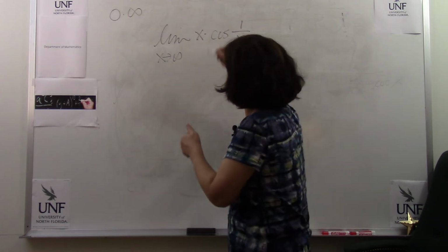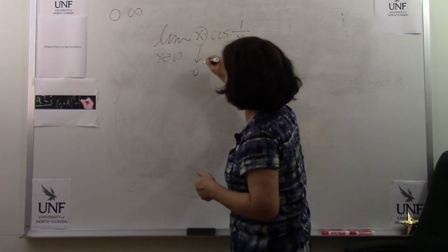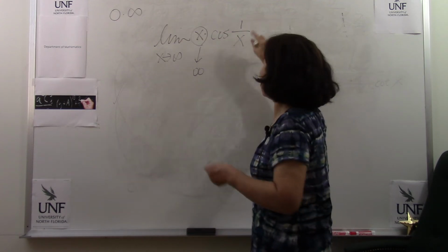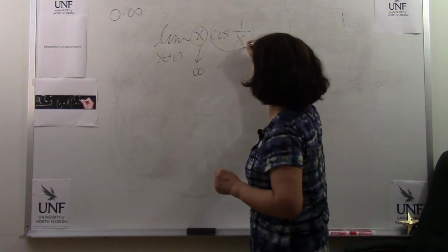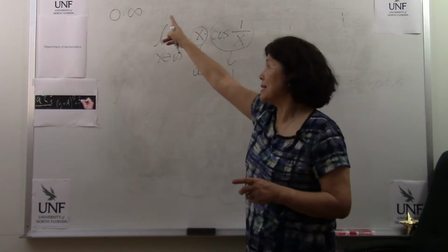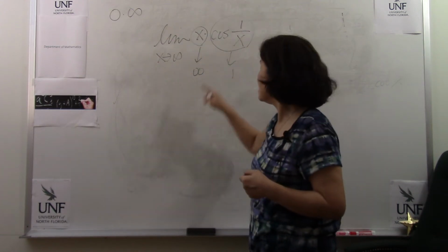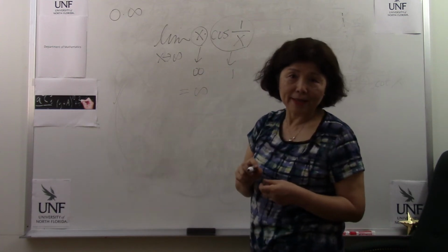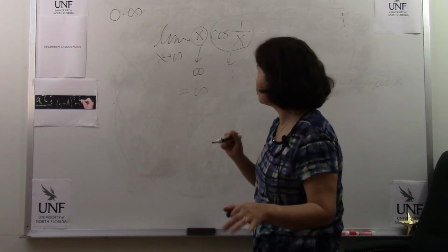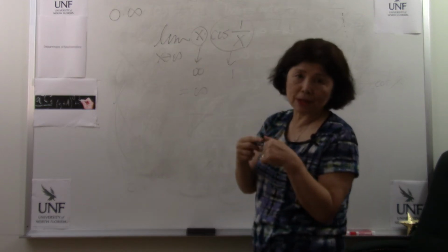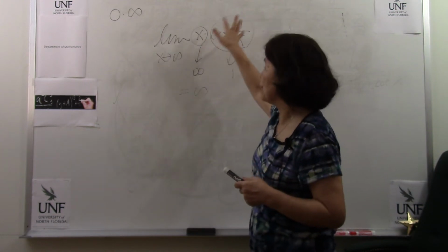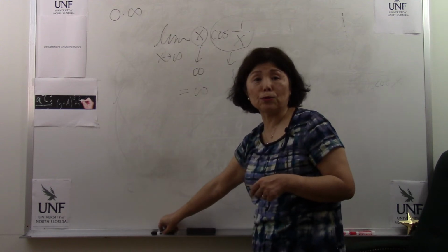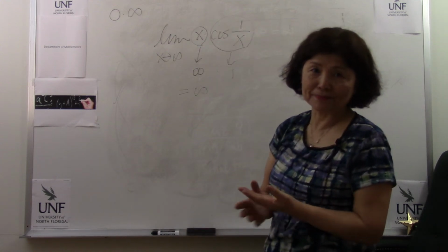x goes to infinity, yes, so this one goes to infinity. What about over here? Cosine of 1 over x. 1 over infinity is 0, so cosine 0 is 1. So it's not an indeterminate form. It is infinity times 1, therefore the answer is infinity. So do not rush to jump on this L'Hopital's rule stuff. You have to evaluate each one carefully, and then decide whether you are going to apply L'Hopital's rule or not.